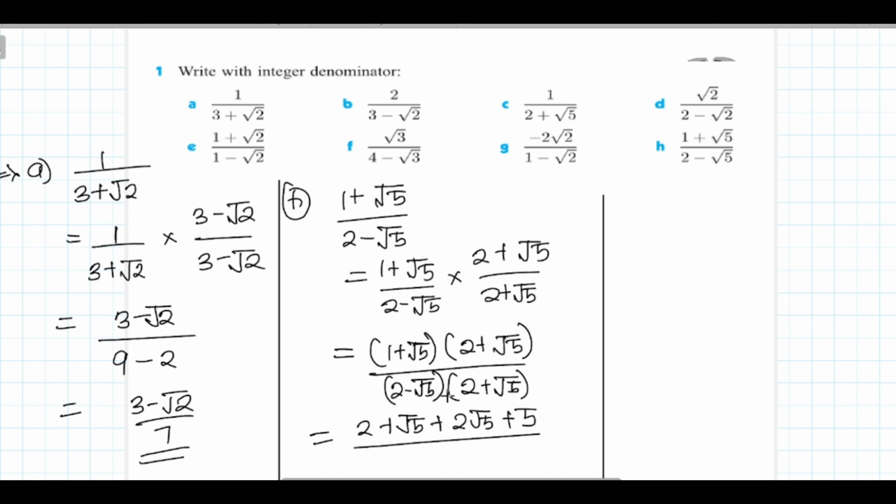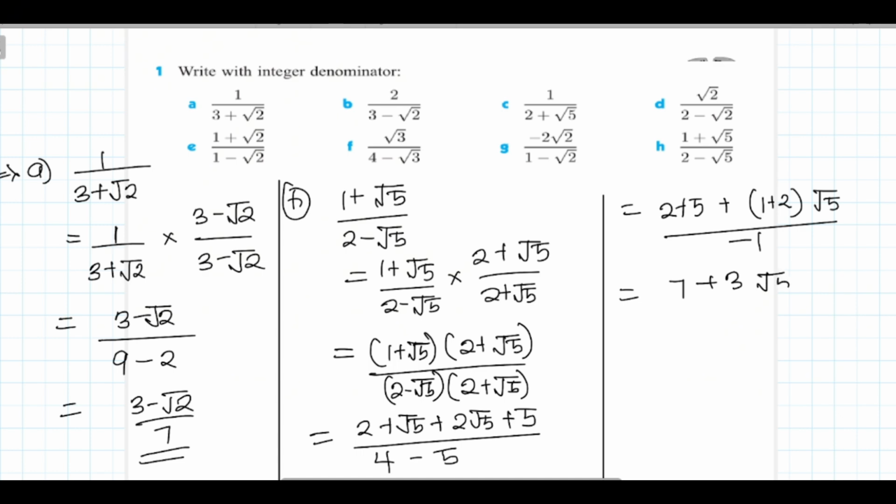To multiply the conjugate, multiply the first 2 times 2, that will be 4, but minus that, because plus times minus is minus, root 5 times root 5, that will just be 5. So if we simplify this expression, we collect like terms now. So that will be 2 plus 5 plus 1 plus 2 root 5 all over 4 minus 5, which is minus 1. So we have 7 plus 3 root 5 all over minus 1, which is minus 7 minus 3 root 5. And that is the answer that we are going to have.